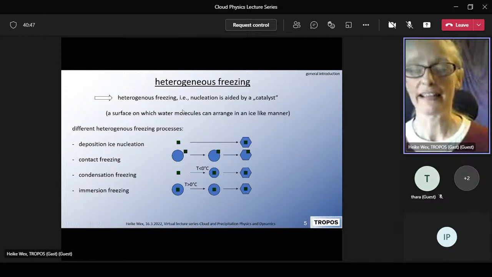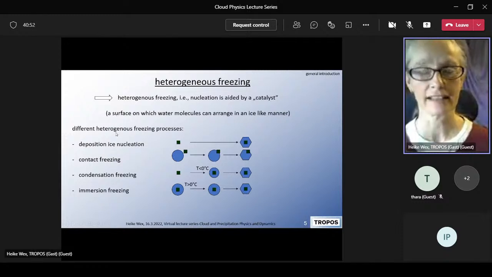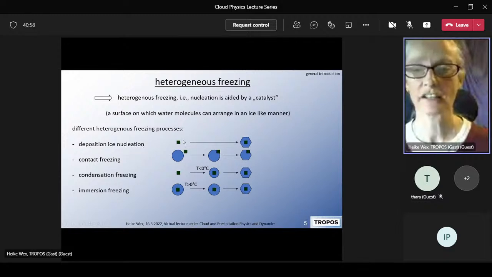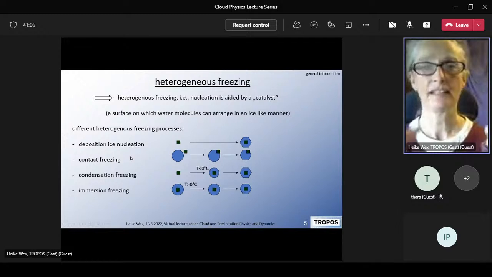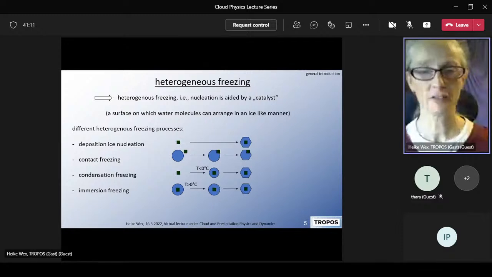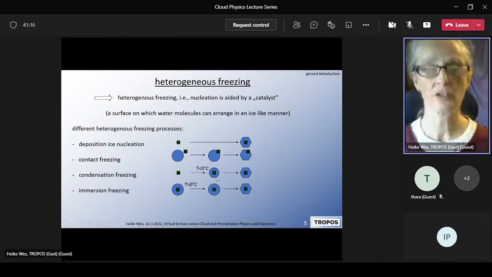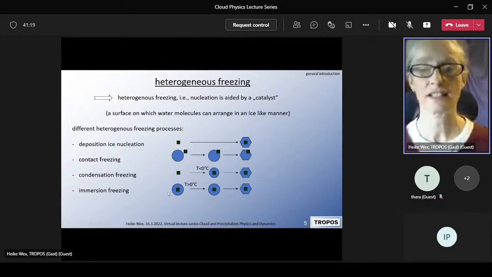And so INPs act as a catalyst for that freezing, and there are different processes that are discussed for heterogeneous freezing. There can be deposition ice nucleation, where water vapor from the air deposits as ice directly on an INP. Contact freezing means an INP hits a supercooled droplet, a droplet that's below 0 degrees Celsius, and then it all freezes. Condensation freezing means below 0 degrees, you condense water on the INP and then it freezes. Immersion freezing is you condense water above 0 degrees Celsius, cool it further, and then it freezes.